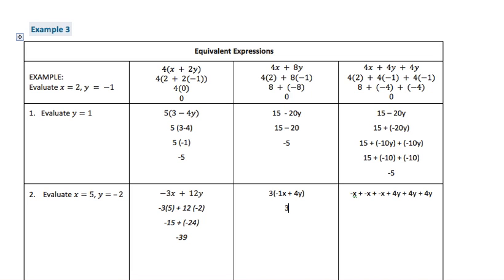3 times negative 1 times 5. Let's just go ahead and solve right there. Negative 1 times 5 is negative 5. Plus 4 times y. And y is negative 2. So 4 times negative 2 is negative 8. Solving what's inside the parentheses first, negative 5 plus negative 8 is negative 13. So we're multiplying 3 times negative 13, which is negative 39.